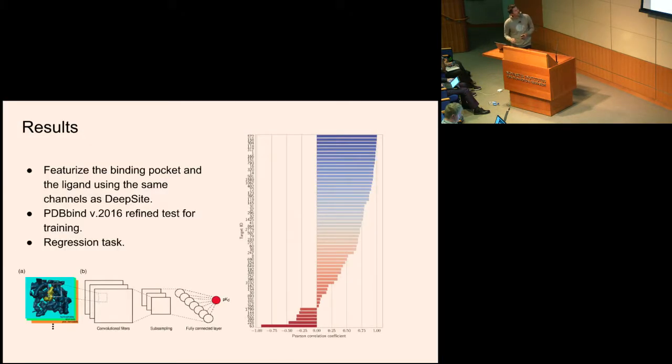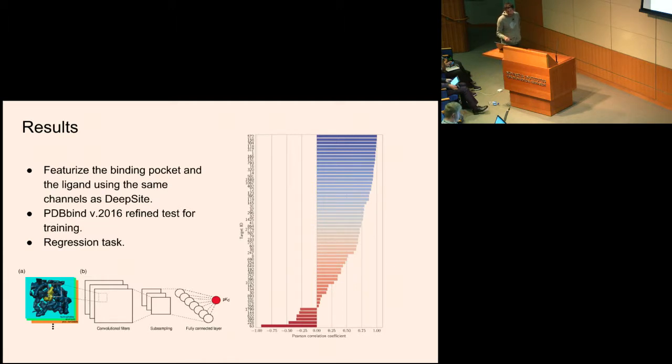And what we have here is, again, another network. We pass the same input. We pass a set of convolutional filters, subsampling, and so on. And at the end, our Y is a pKd. And we use PDBbind for this. And this is the performance across different targets in the PDB. So there are some targets for which it performs extremely well. This is the Pearson correlation coefficient. There are some other targets for which we perform extremely badly, like -1.